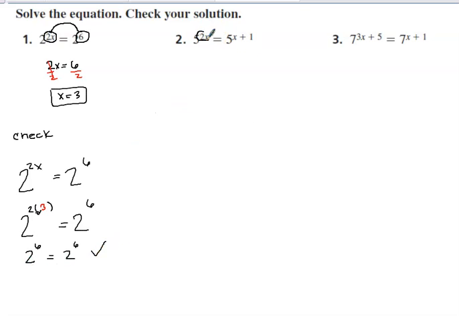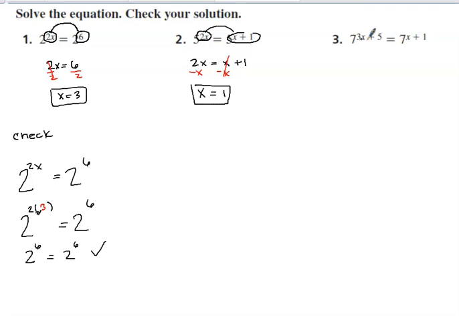In number 2, the exponents must be equal because both bases are 5, so 2x has to equal x plus 1. And we solve by subtracting 1 from both sides. So 2x minus x is just 1x is equal to positive 1.